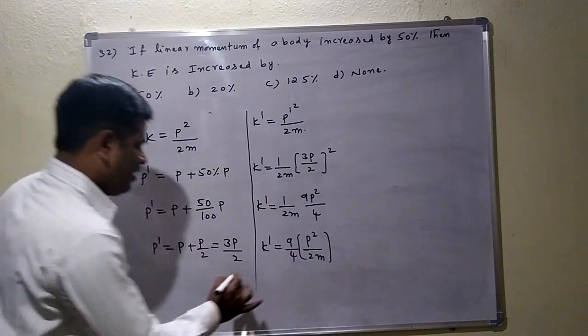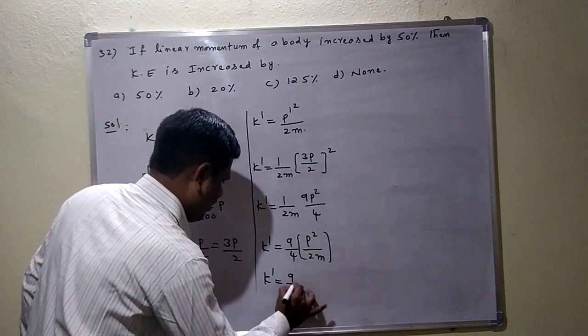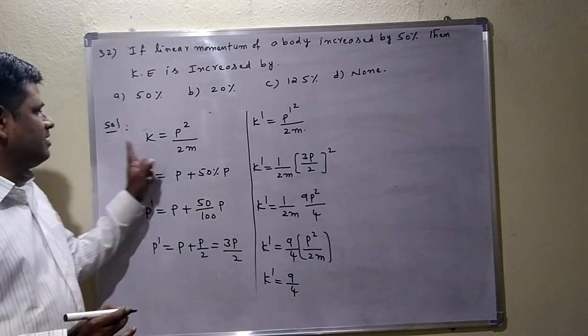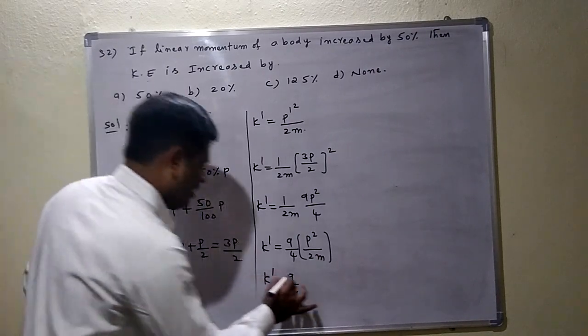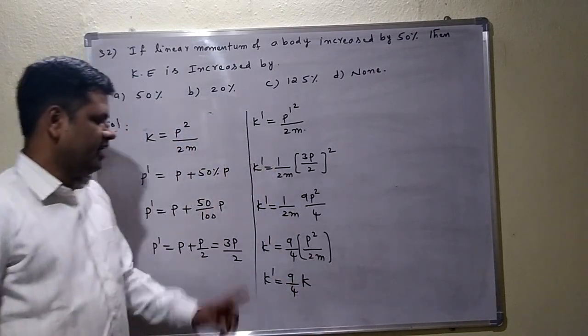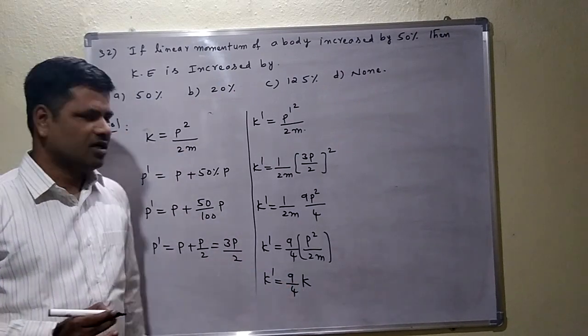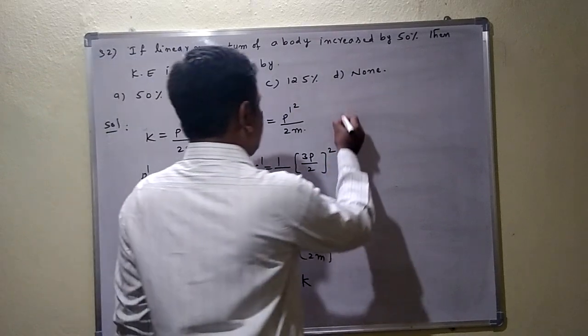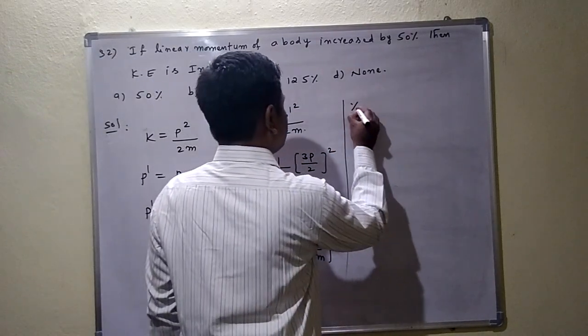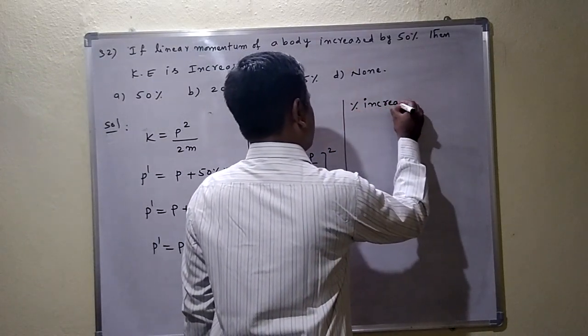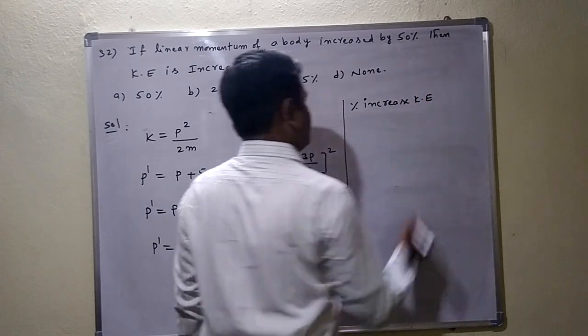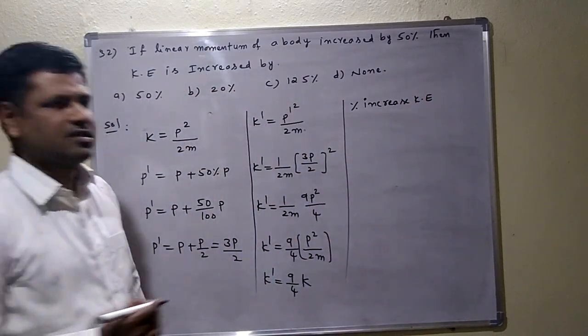From this, kinetic energy K dash is equal to 9 by 4 into P square by 2m, which is the initial kinetic energy. Initial kinetic energy is K. Right, K dash is equal to 9 by 4 into K. This is the final kinetic energy and this is the initial kinetic energy. Now we have to find the percentage of increase in kinetic energy, they are asking.